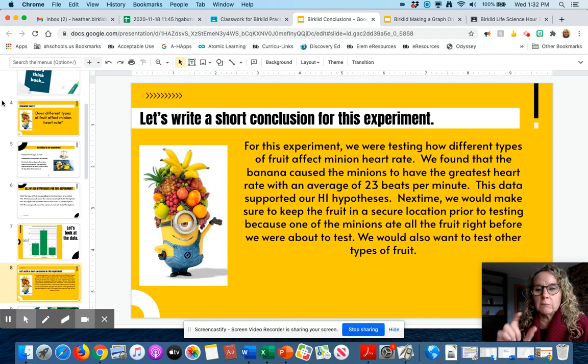Now notice that they wrote those two things together. They gave data to support, and then they talked about which hypothesis was supported. You can write those in either order. You could say the H1 hypothesis was supported by our data, and then explain the data. So either one is fine. And then next time, we would make sure to keep the fruit in a secure location prior to testing, because one of the minions ate all the fruit right before we were about to test. And in the future, we would want to test other types of fruit. So we hit those 4 sentences.